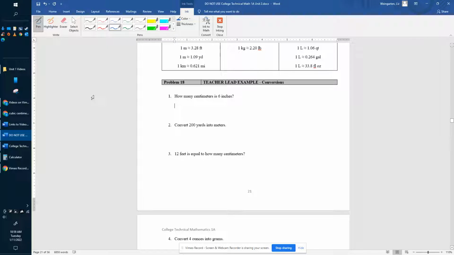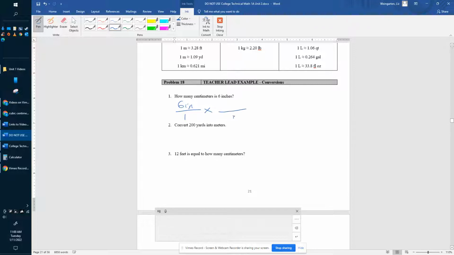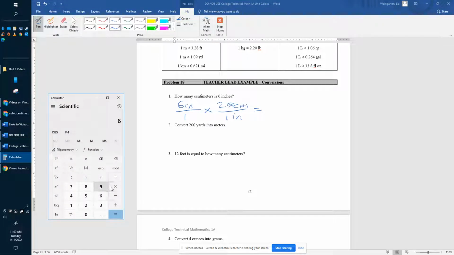How many centimeters is 6 inches? Again, we're going to have to use dimensional analysis. 6 inches over 1 times how many centimeters in an inch? So we need inches on the bottom, centimeters on top. There are 2.54 centimeters in 1 inch. So we'll use our calculator to figure that out. 15.24.